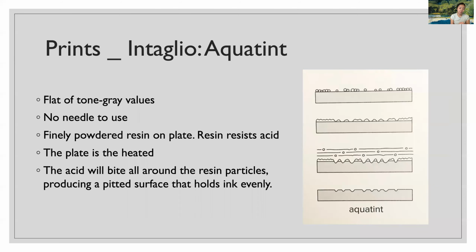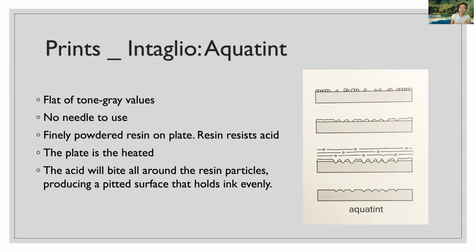Let's see aquatint. So aquatint is a way of achieving flat tone, gray values or intermediate values of color. It doesn't need a needle to draw something on the plate like the other two intaglio techniques we just saw. The artist first dusts the plate with finely powdered resin, like this, the powder. And the plate is heated so the resin sticks to it, like the second image.